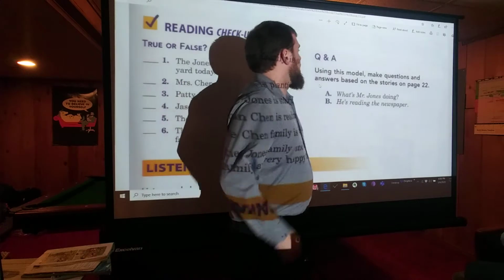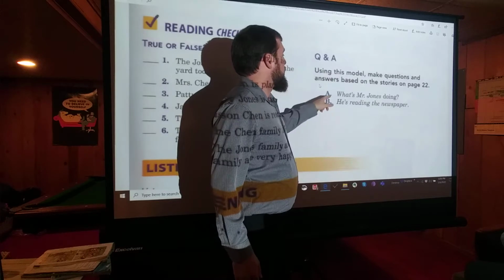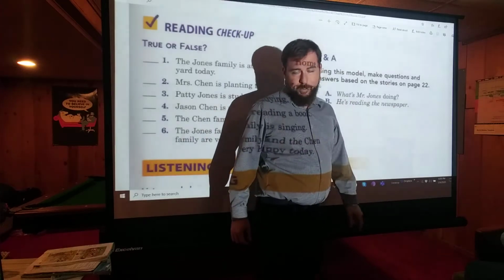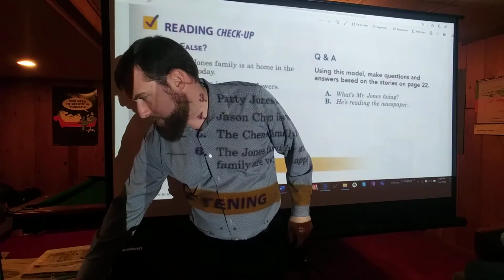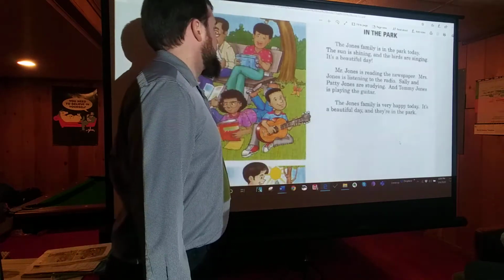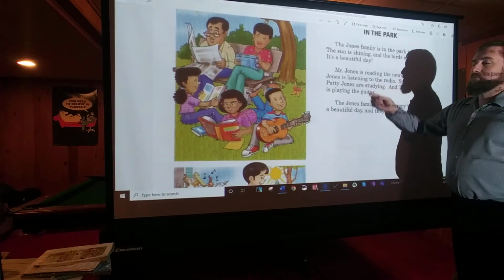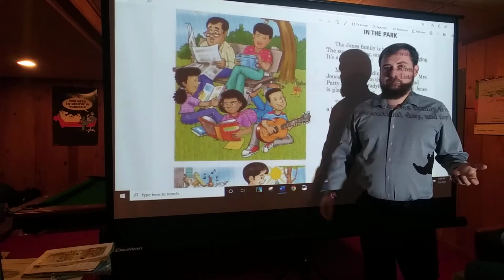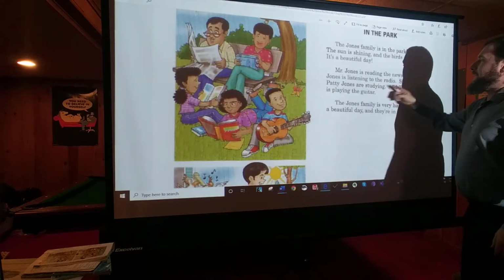Okay? So, using this model, make questions and answers based on the stories on page 22. So, question, what's Mr. Jones doing? Answer, he's reading the newspaper. Okay? So, I want you to make questions about, let's say, 3 more people. Now, what's Mrs. Jones doing? If I were to ask you that, we'd say, she's listening to the radio. Okay? So I want you to make 3 more questions. Give me Sally and Patty Jones.